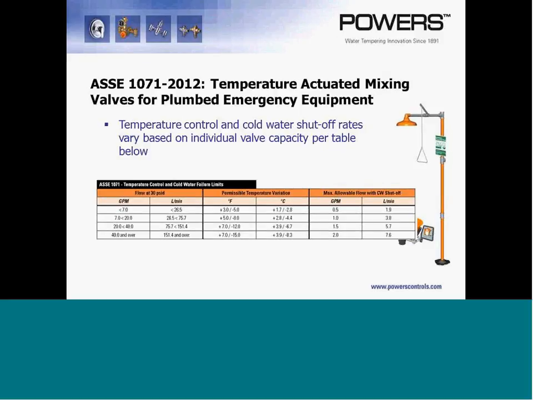And then some of the performance requirements vary, similar to 1017, based on the capacity or the size of the valve. Along the left-hand column, you can see that as the valves get larger in capacity, there's more allowable temperature fluctuation from set point. For the small valves, the small valve is plus 3, minus 5, and then it goes up to plus 7, minus 15 for the larger valves. So obviously they want tighter control on the plus side temperature. And then the maximum allowable flow with cold water shutoff, you can see those values as well. They increase as the size of the valve gets bigger.